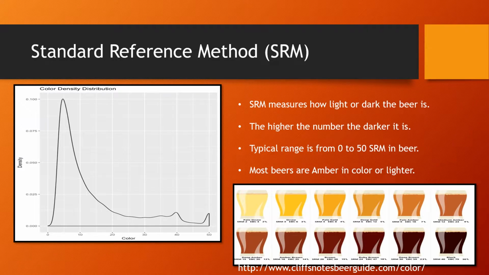Standard reference method, SRM, or color. This is how light or how dark the beer is. The higher the number, the darker it is. Typical range is from 0 to 50 SRM. Most beers are amber in color or lighter, as you can see from the chart below. 10 SRM is a pale amber color. That's about it on this one.